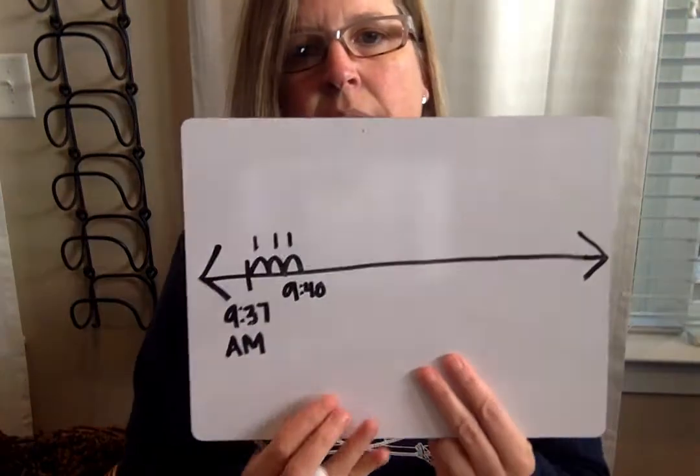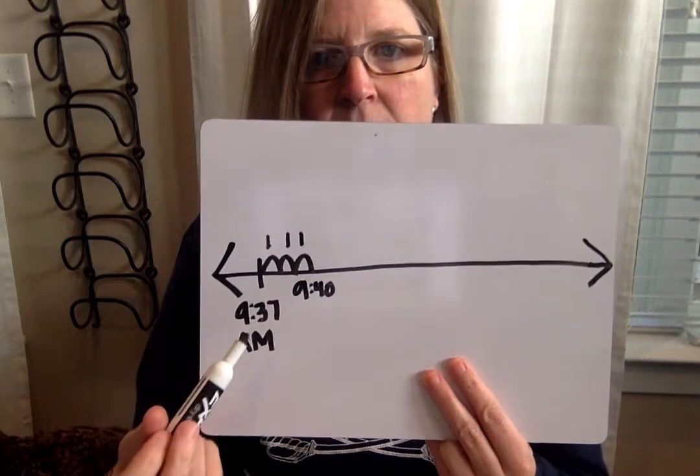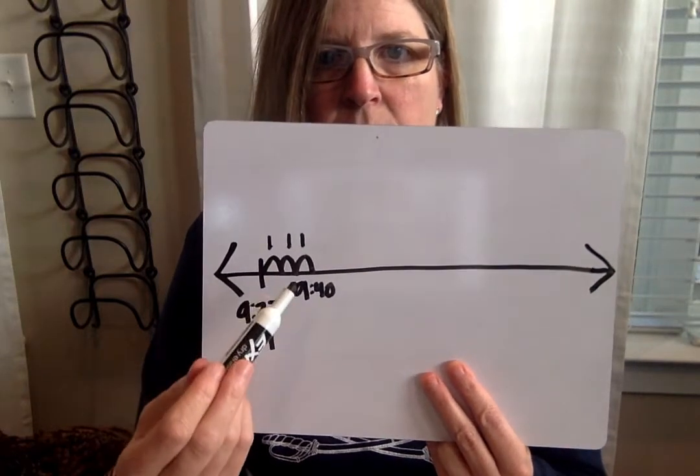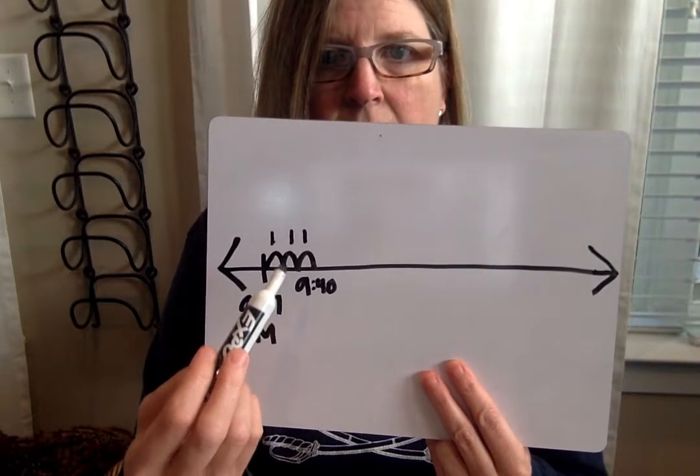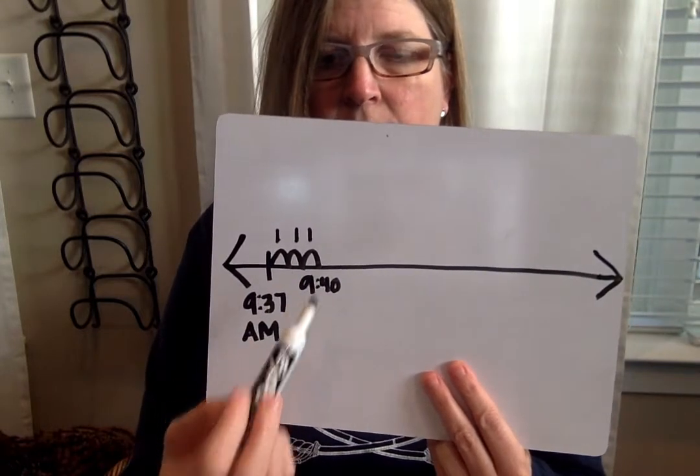We're going to use those hills to jump 1 minute jumps. So I'm going to go 9:38, 9:39, 9:40. And I'm going to make 1, 2, 3 ones. And then I'm going to write 9:40. Okay, now I've gone 3 minutes from 9:37 a.m., 1, 2, 3 to 9:40. So 9:38, 9:39, 9:40. Okay?